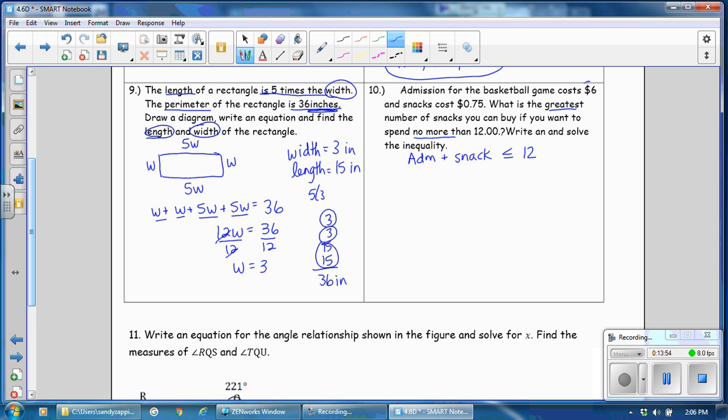The admission is $6. The snacks are 75 cents each. So let's use a variable for the number of snacks, and I'm going to use K for snacks. So that's going to be 0.75K. Let's take away the cost of the admission, and that's going to leave us with the amount of money spent on snacks. 12 minus 6 is 6.